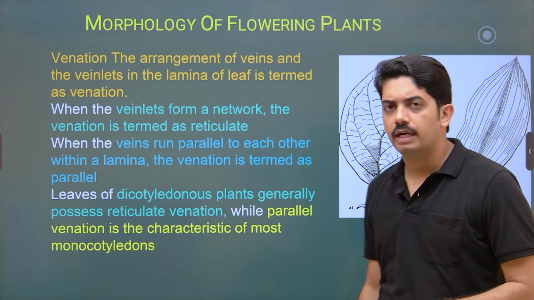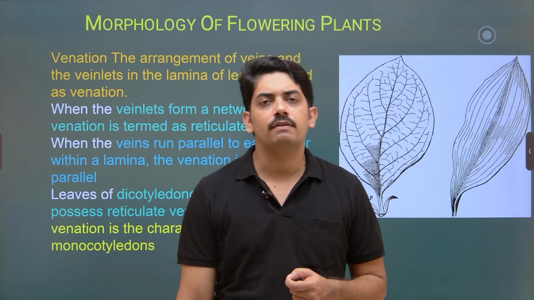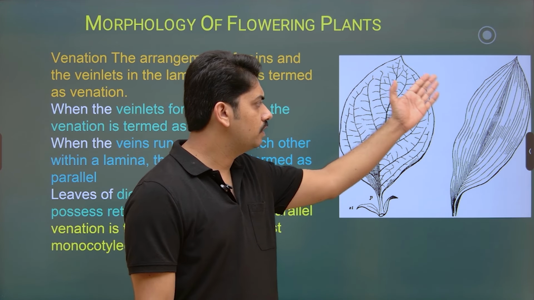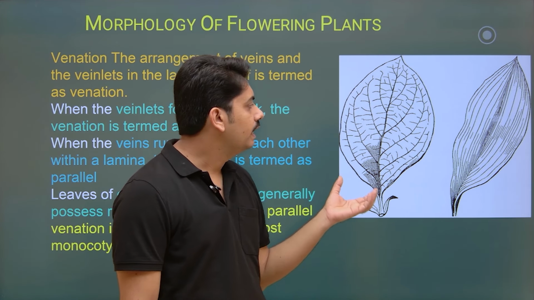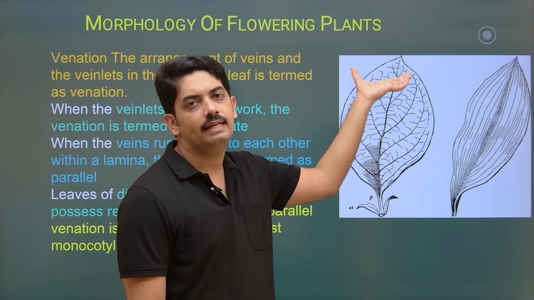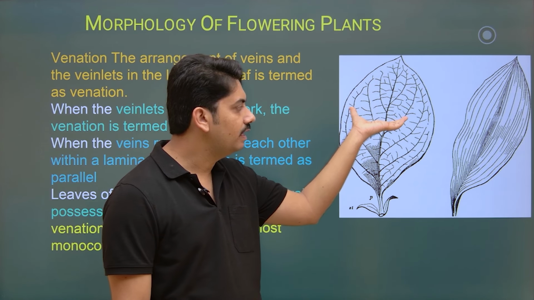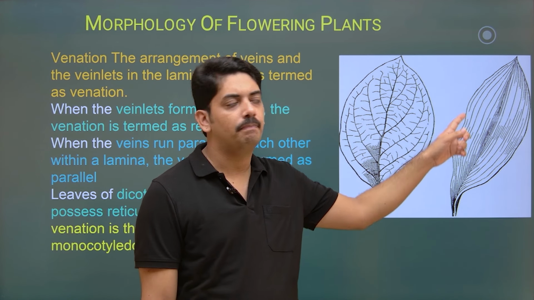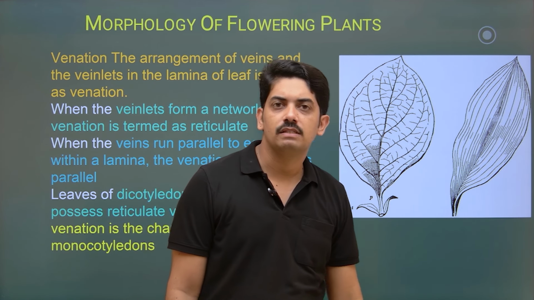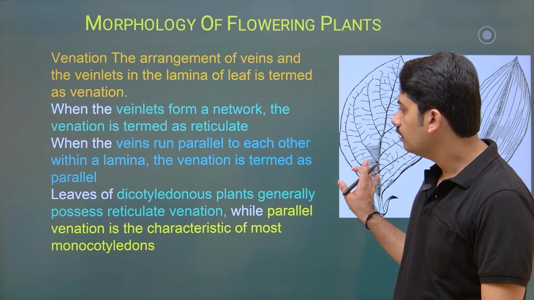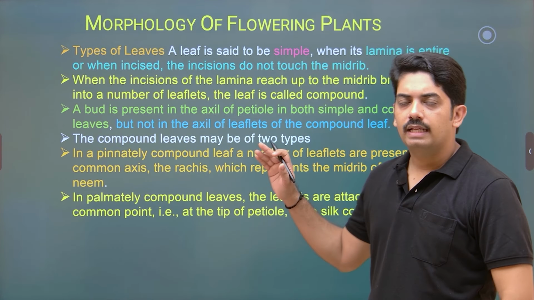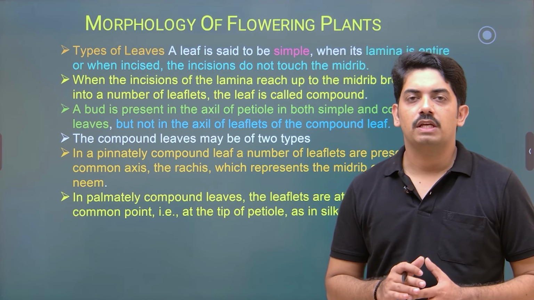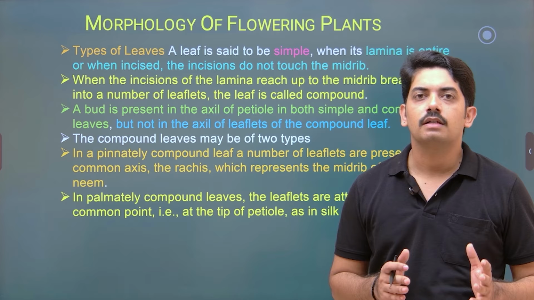This is a very important point because by taking that we will classify the leaf as a simple leaf and compound leaf. Here observe this character, this is very important. In a leaf, suppose veins and veinlets are network like, then we call it reticulate type of venation. If the veins and veinlets are parallel like this, then we call it parallel venation. Now there are different types of leaves. The main classification is simple leaf and compound leaf.